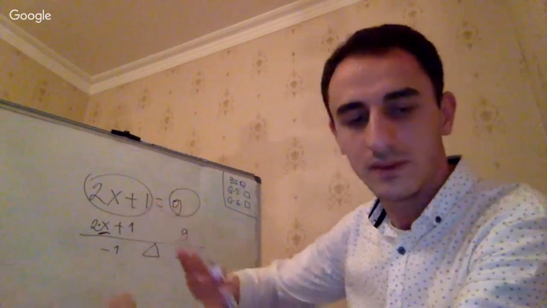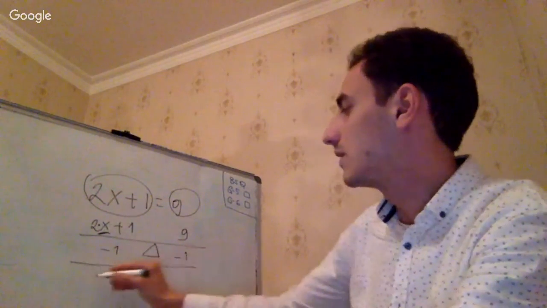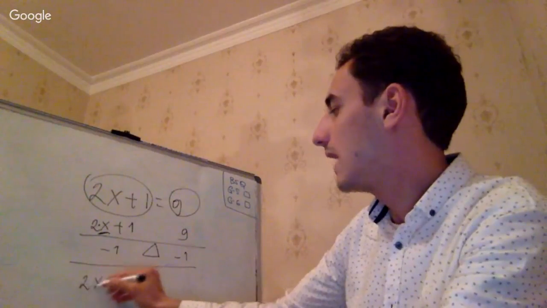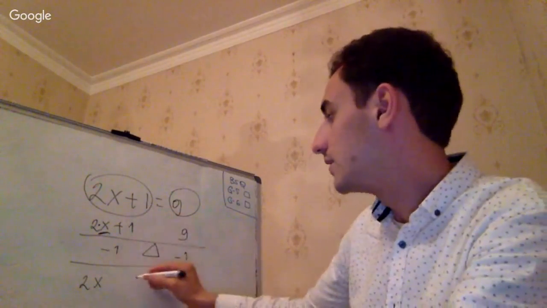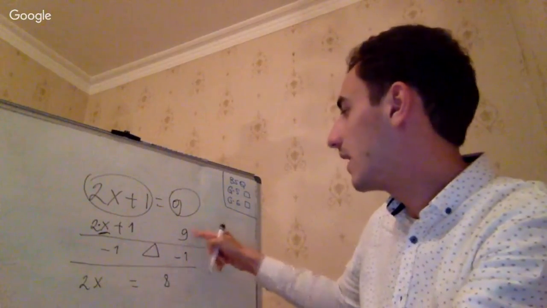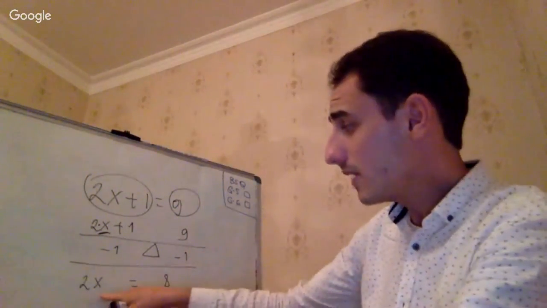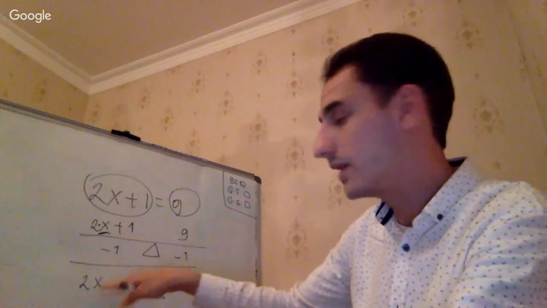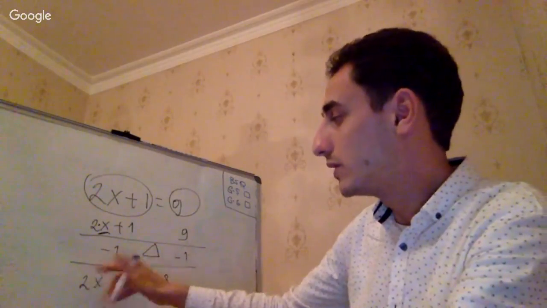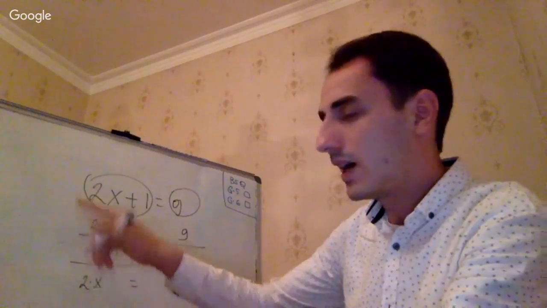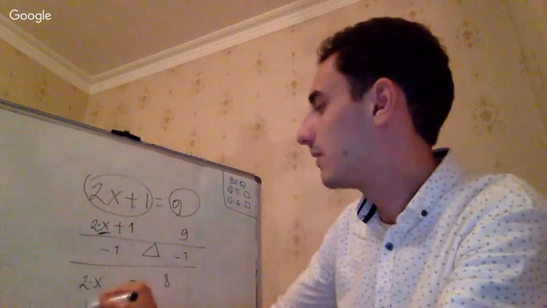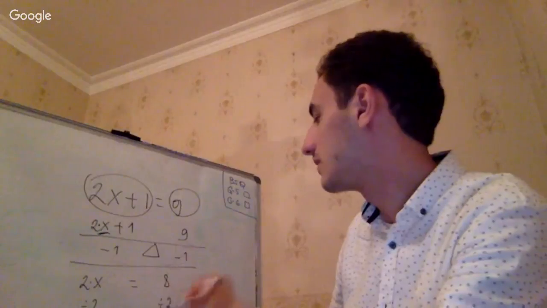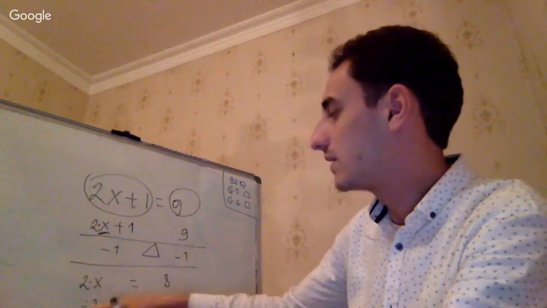Then my 1 will be deleted, and my new equation is 2x without 1 is equal to 8, because 9 minus 1 is 8. Now I did half of it. My x is not alone yet. For deleting 2, this is 2 multiplied by x, so I need to divide by 2. Divide both sides by 2. Now I have 2x divided by 2, which is x.